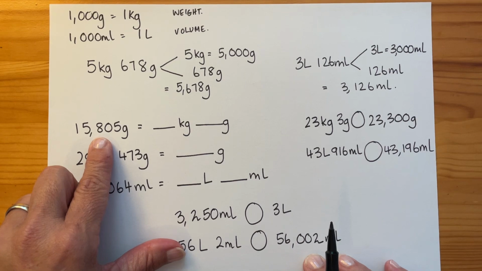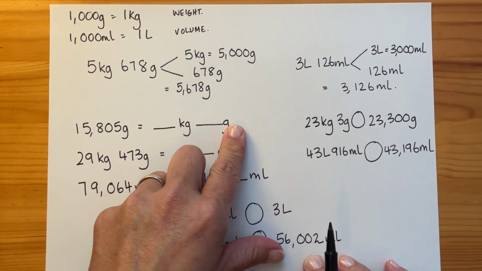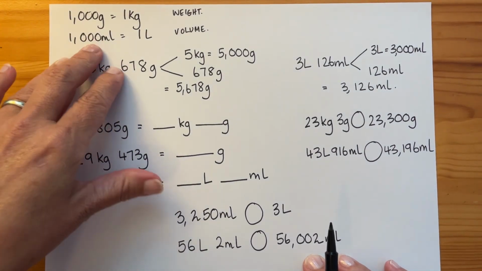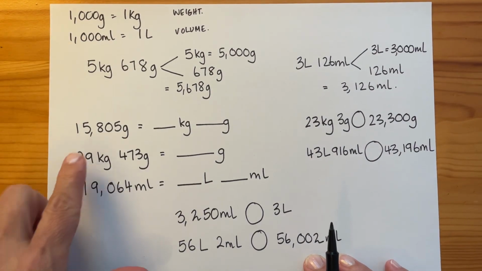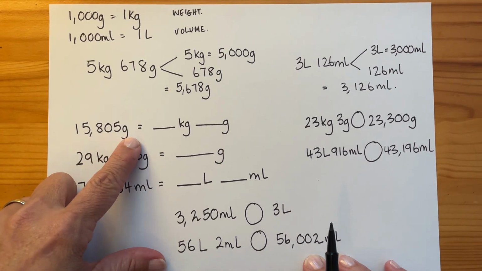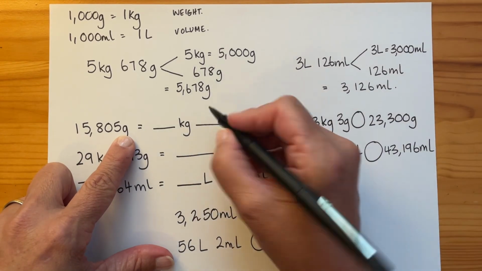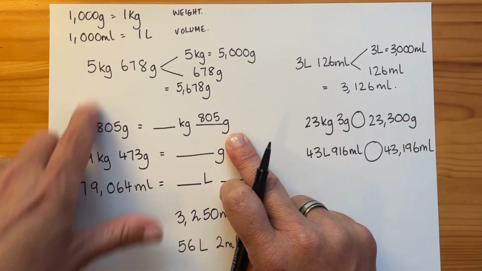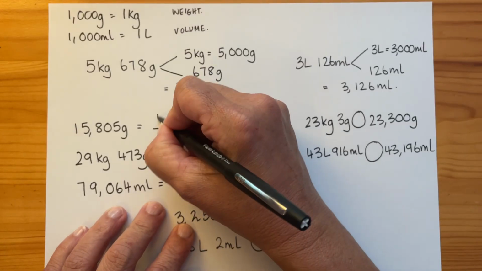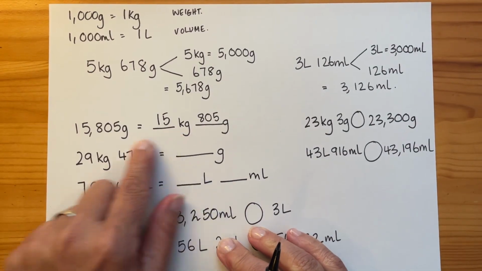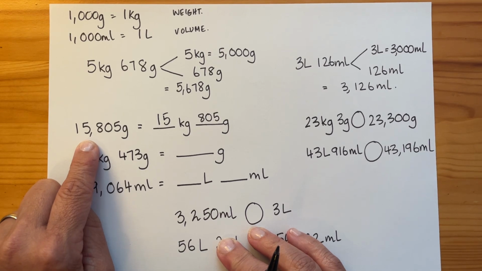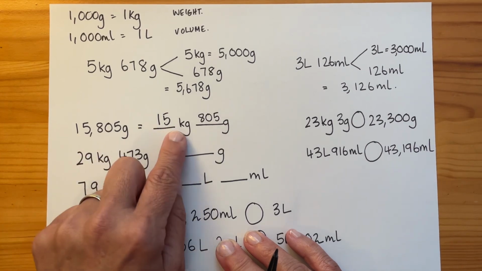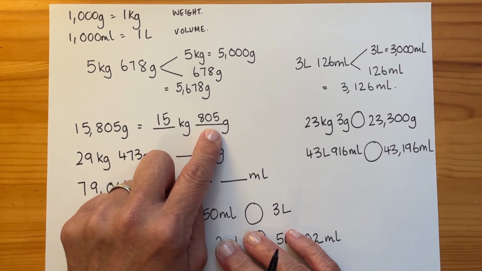So here they want us to convert grams to kilos and grams. So I'm just going to think about thousands for this because thousands are the units of conversion. 15,805 grams. Well, I know that there's 805 grams left over, right? And I've got 15,000 and it's in thousands. So it's going to be 15 kilos. And you even say thousands when you read this number. So that kind of helps a little bit. So I've got 15,000, which would be the 15 kilos and 805 grams.